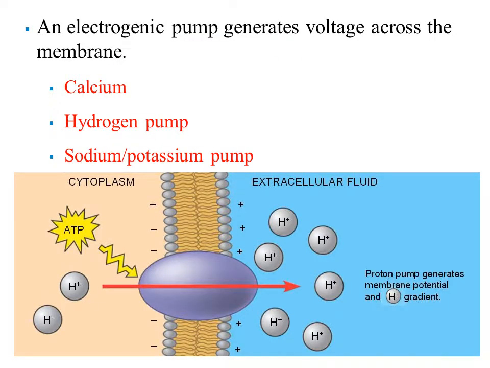This brings us to the concept of an electrogenic pump. This is going to generate voltage across the membrane. Calcium, hydrogen pump, and sodium potassium pump are all electrogenic pumps. What this means is they're going to generate some kind of electrical charge. In reference to the previous slide where you see the positive and the negative on the membrane, that is created because of these pumps.